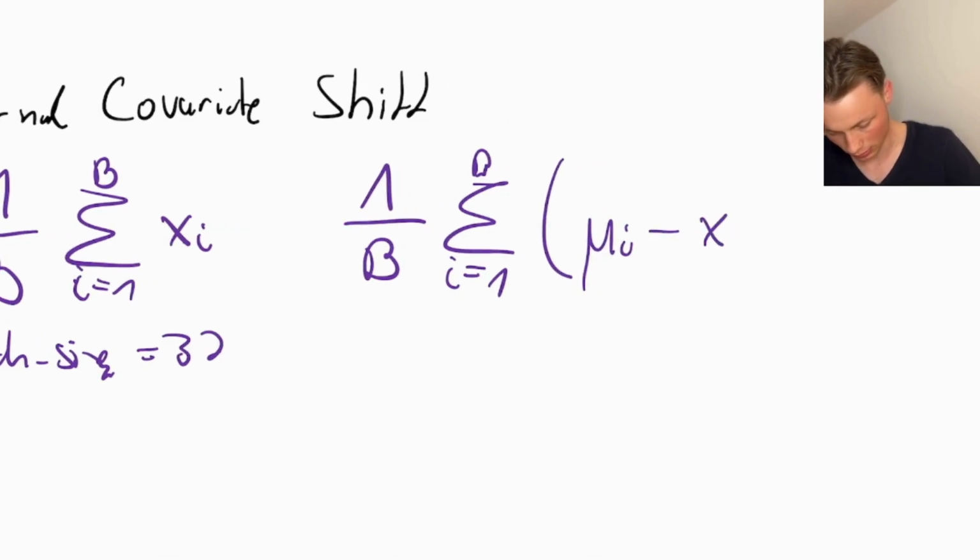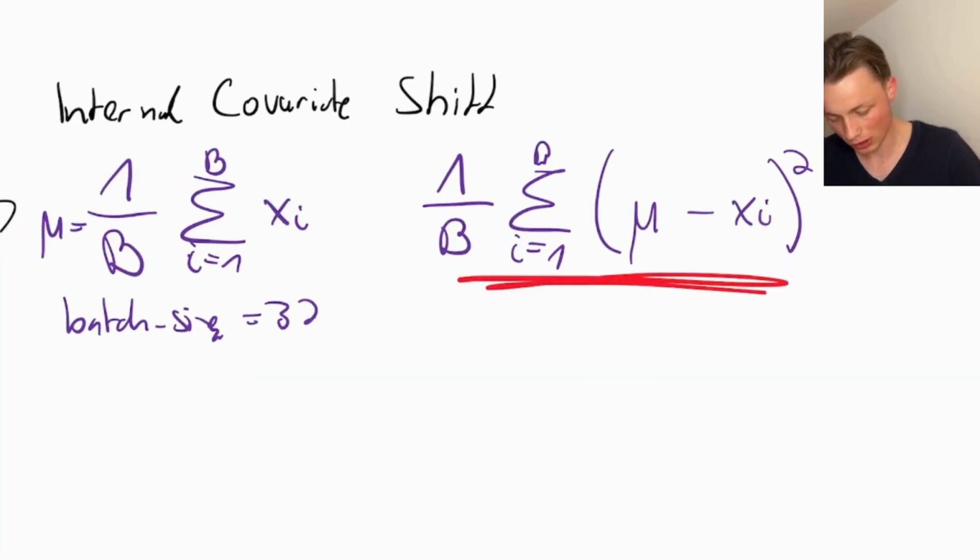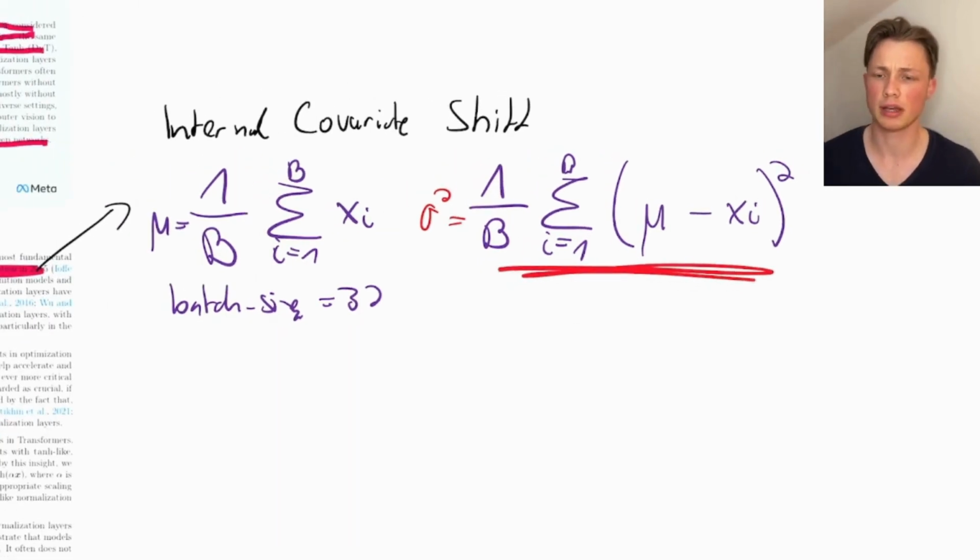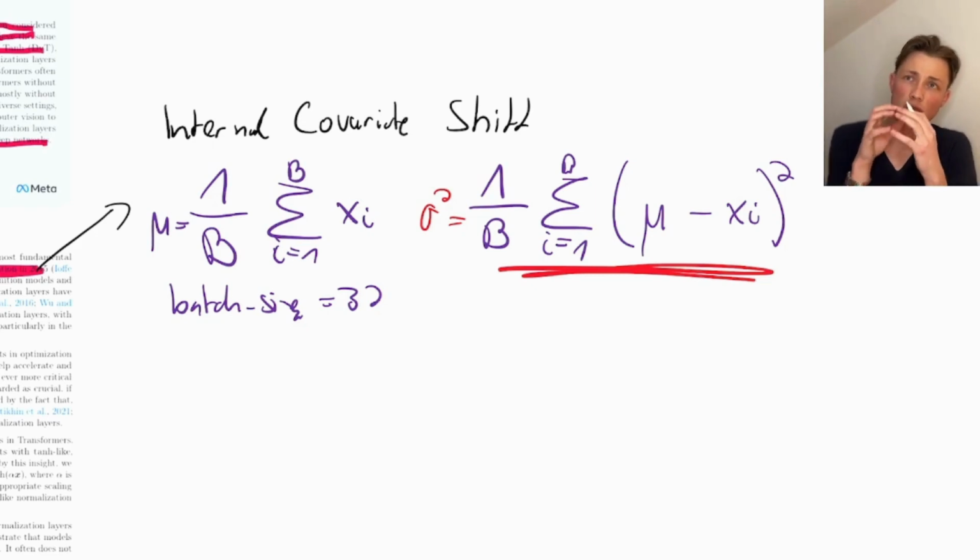Minus y. So that's the right way. So this one is the variance. And yeah, so for one neuron, we take the activations for all the samples in the batch and we sum them up in order to calculate the mean, and we also calculate the variance.